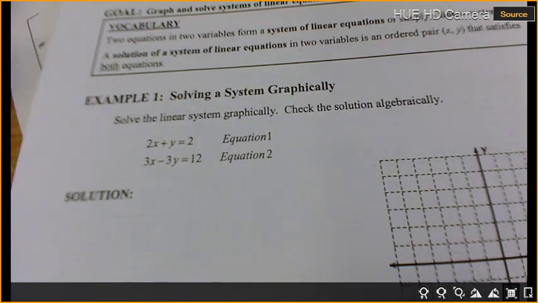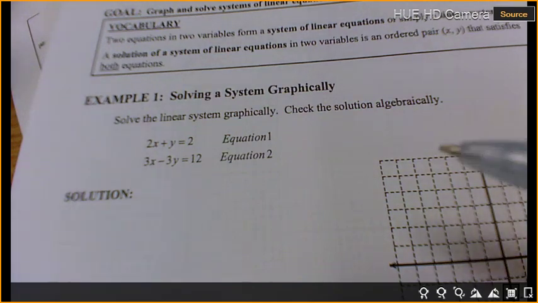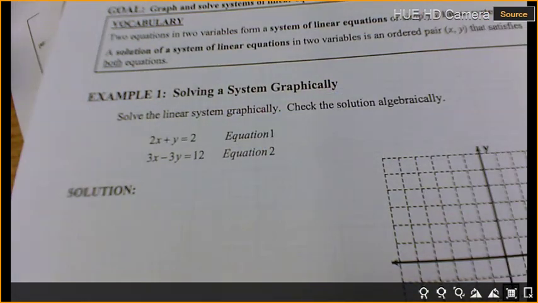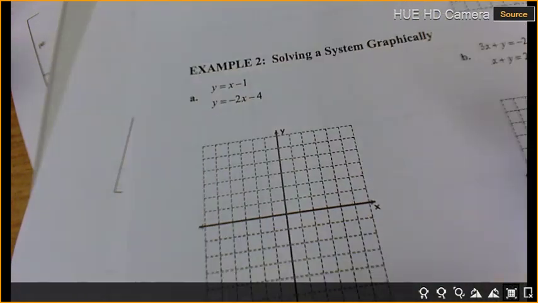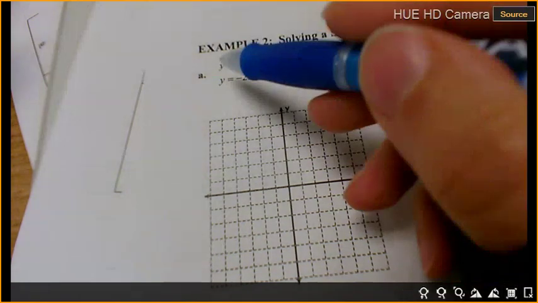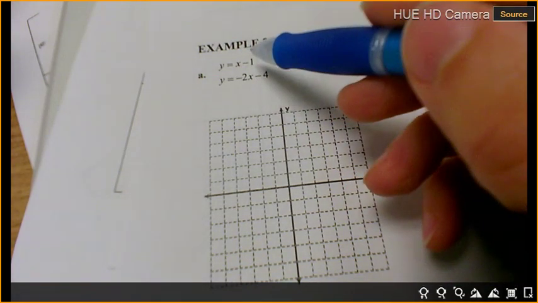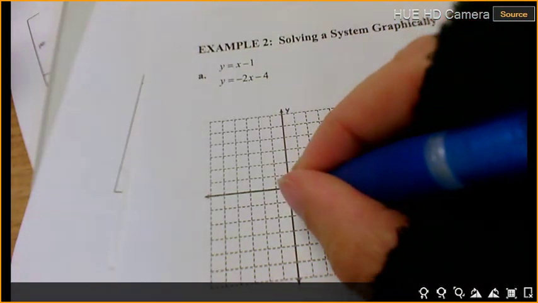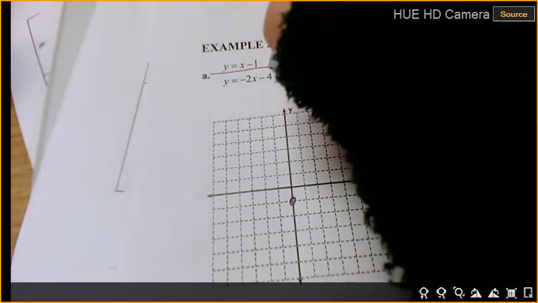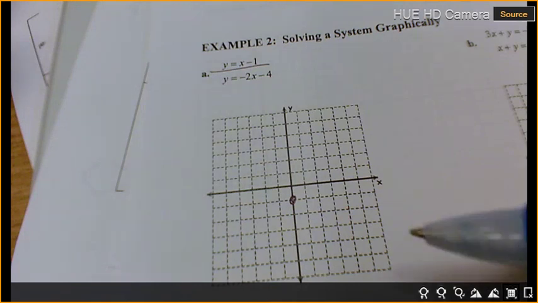So we're going to start right here with this example. This is a harder example, so actually, we're going to switch to example 2. We're going to start with an easier one, and then we'll go to a harder one. Okay, we're right here at y equals x minus 1, so we're going to start at negative 1.